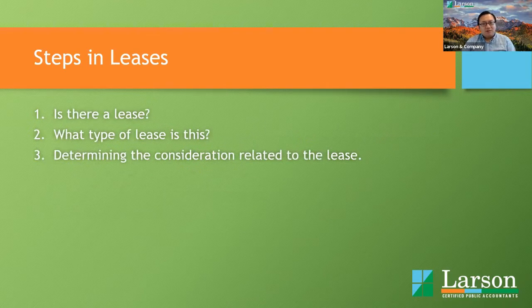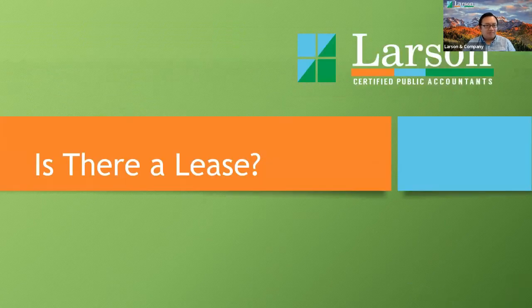So then we'll get to the nuts and bolts of it. You could kind of look at leases as 3 steps. Number 1 is, is there a lease? Does your agreement qualify as a lease? Number 2, what type of lease is this? And then 3rd is determining the consideration related to the lease. So that after you go through these steps, then you can know how you should apply the accounting for it. So first step, is there a lease?